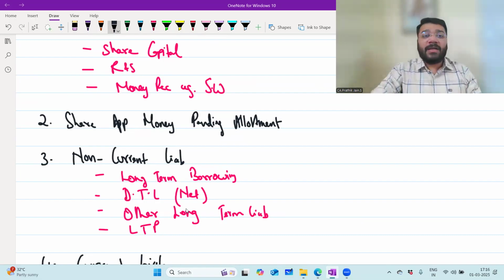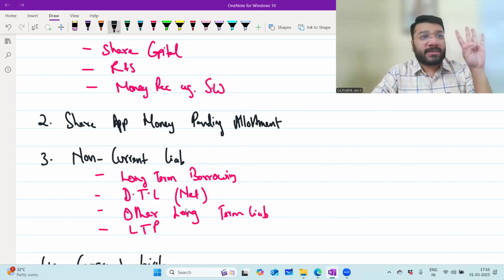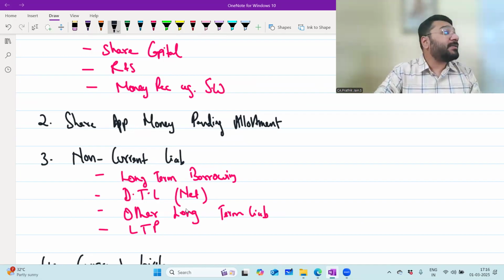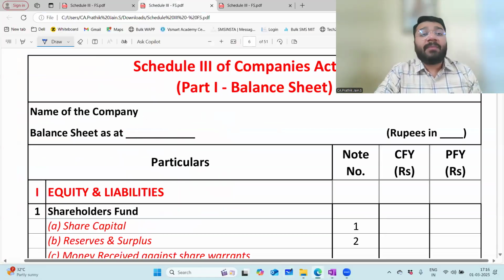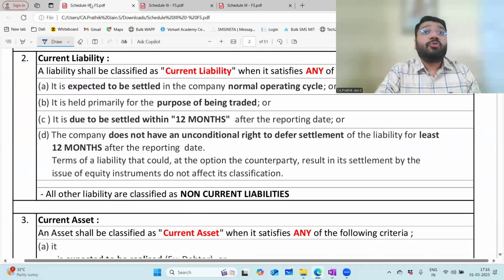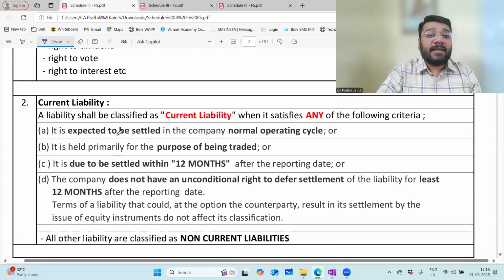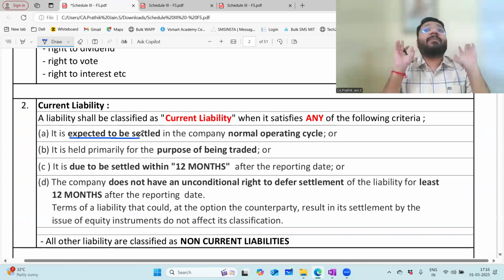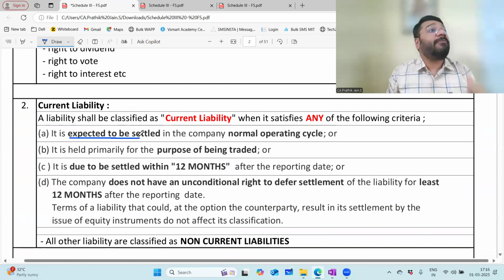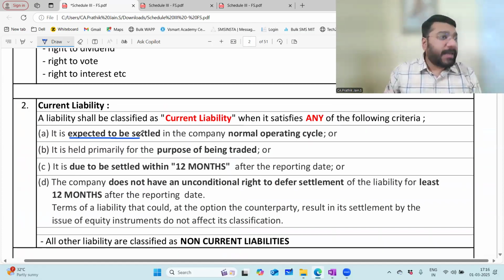Correct? So now we understood there are four different pointers. If any one of those points triggers, then that is a current liability. If none of the points triggers, then it is non-current liability. So what is the first condition to call something a current liability? A liability is current if it is expected to be settled in the normal operating cycle period. Expected to be settled means anywhere in that period we have to settle. The exact due date of payment is not given. Anywhere in between we can settle the amount. So if any money is to be settled within the normal operating cycle period, then that is my current liability.